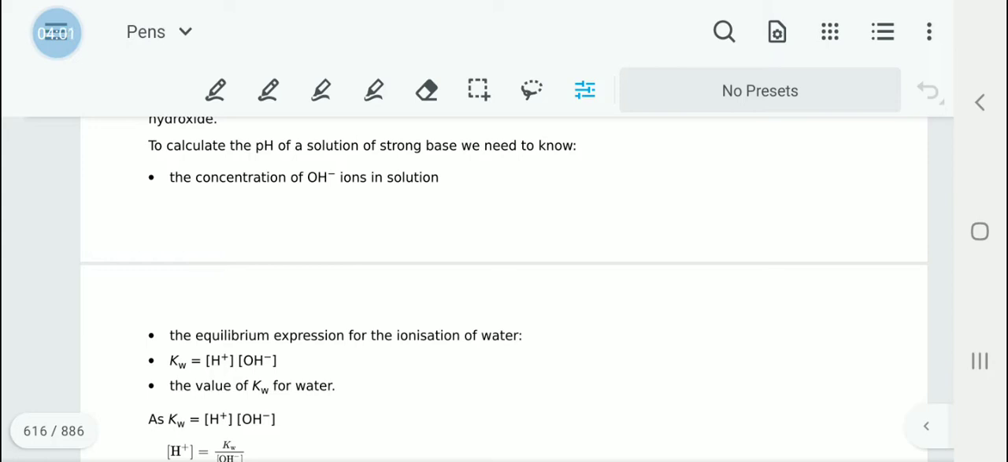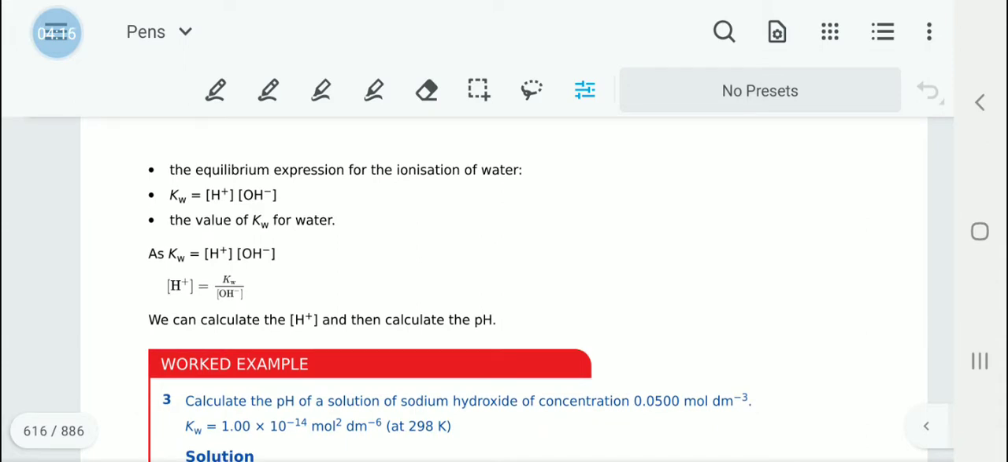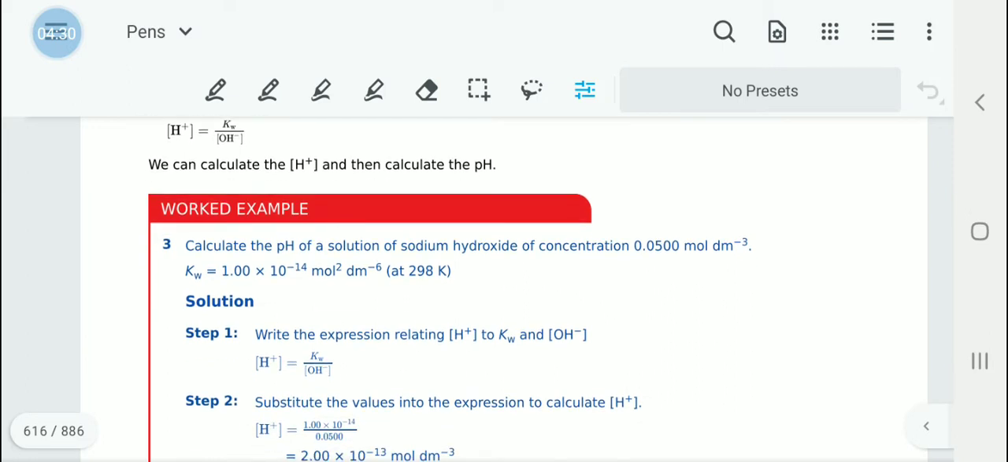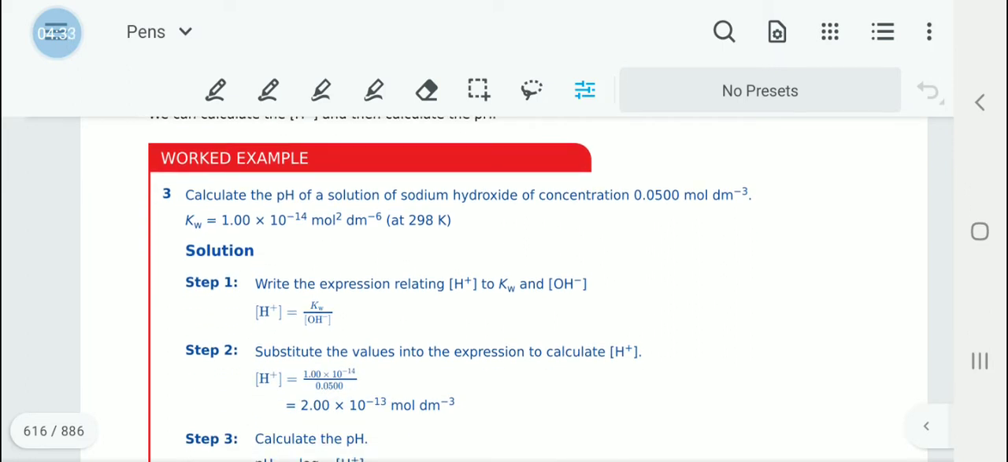Then to find the pH of the solution, we need not only the concentration of OH minus ions but also the equilibrium expression for the ionization of water, that is Kw. It is defined such that the H plus ion concentration is equal to Kw upon OH minus, and using this equation we can figure out the pH value of a strong base. The worked example will explain how to do this.